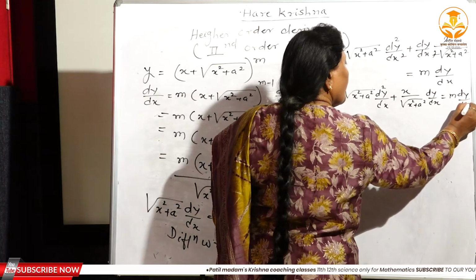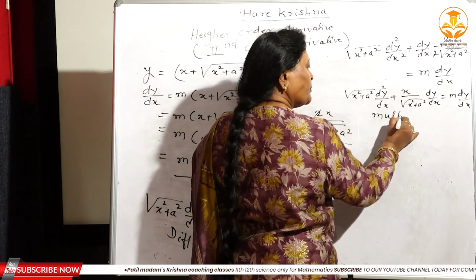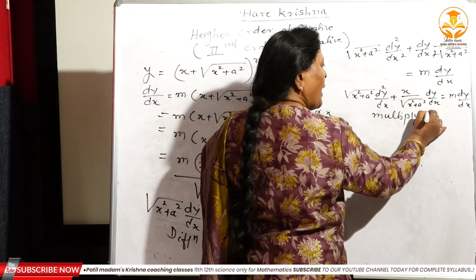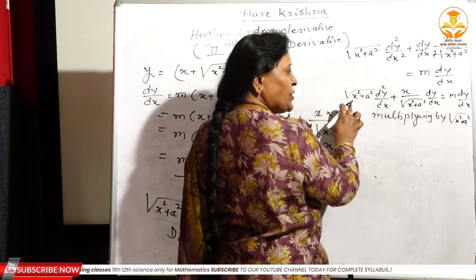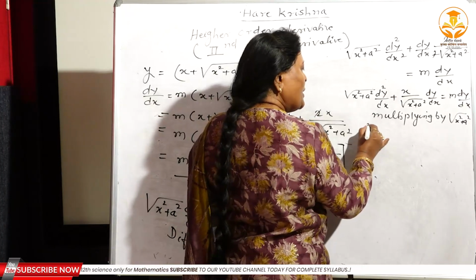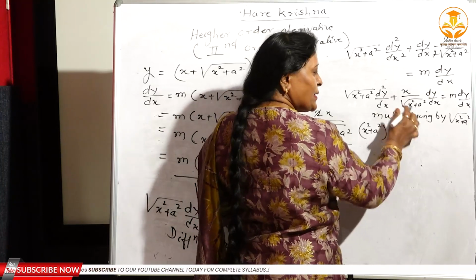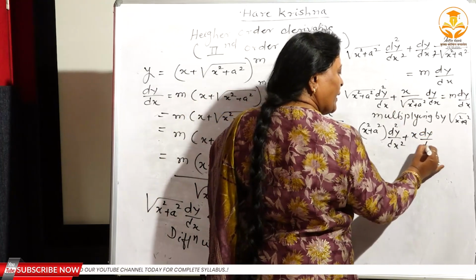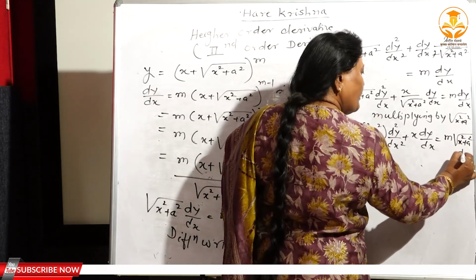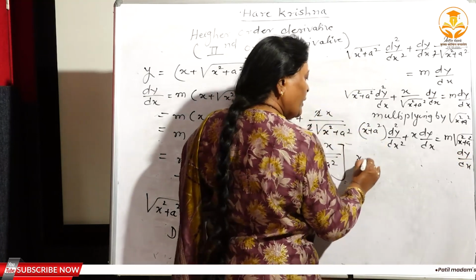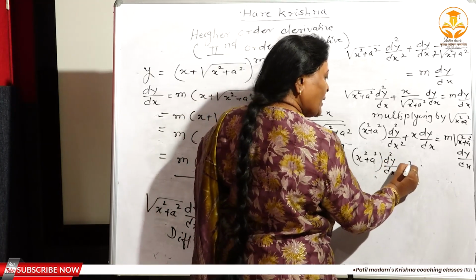Now see what you have to do. You have to multiply throughout with root of x square plus a square. When you multiply root of x square plus a square, root of x square plus a square means x square plus a square into d2y divided by dx square. Right? This get cancelled. You have got x into dy by dx, and here you have got m into root of x square plus a square into dy by dx. Right? Therefore, here x square plus a square into d2y divided by dx square plus x dy by dx.